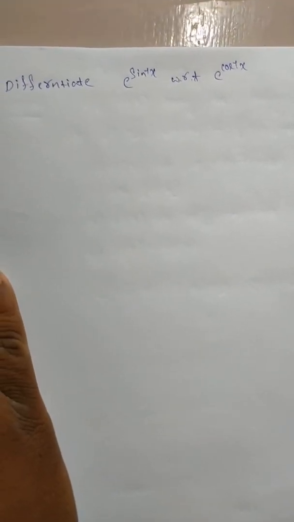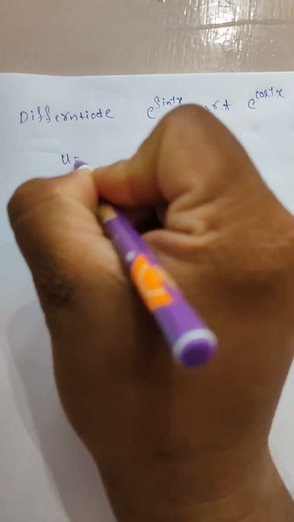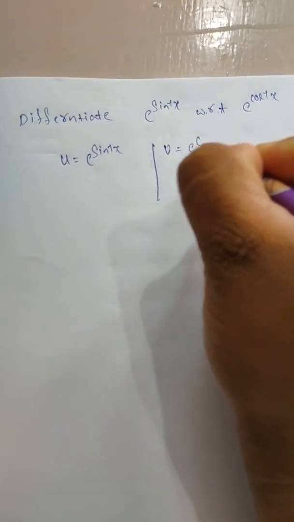Now we will continue the same type of problem. Differentiate e to the power of sin inverse x with respect to e to the power of cos inverse x. So it is a very easy problem. Once again I am repeating, we are differentiating the function with respect to another function. Let me consider u is equal to e to the power of sin inverse x and v is equal to e to the power of cos inverse x.